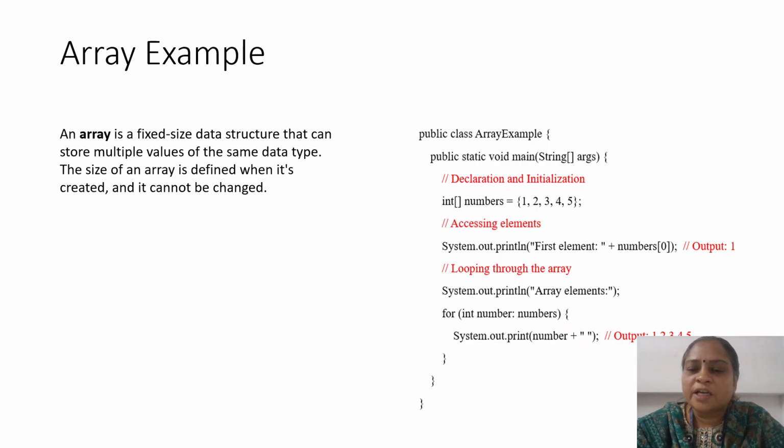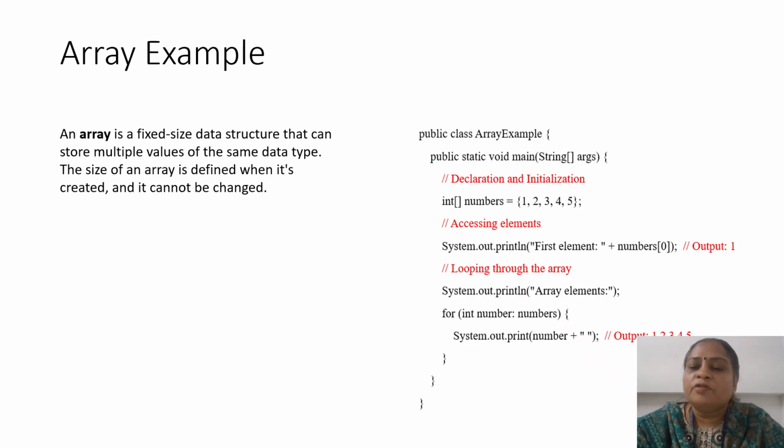And next I have a set of lines of code that is used for looping through the array. System.out.println of array elements. Following that I have for int number colon numbers. It means it will iterate through the numbers. I have the array named numbers, right? So it will iterate through the array. So I have 5 elements. The control will first point to the first element, and later it will iterate to the next position and point to the second element. So every time it iterates to the next position and points to the next element until it reaches the last element in the array.